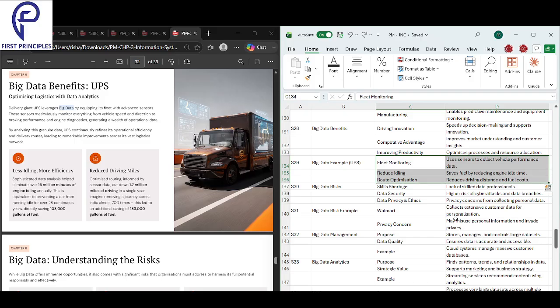That is route optimization. Reduce idling: they save fuel by reducing engine idle time. Next, fleet monitoring. They use sensors to collect vehicle performance data.